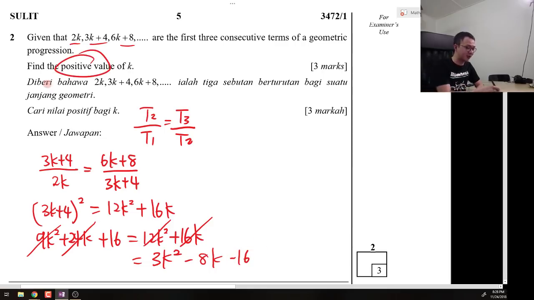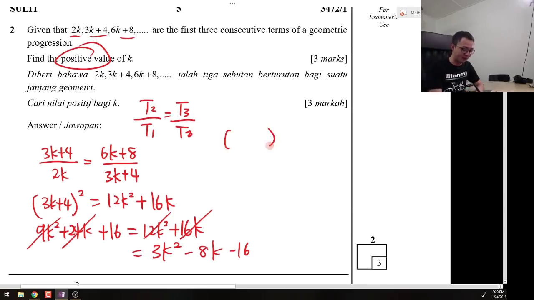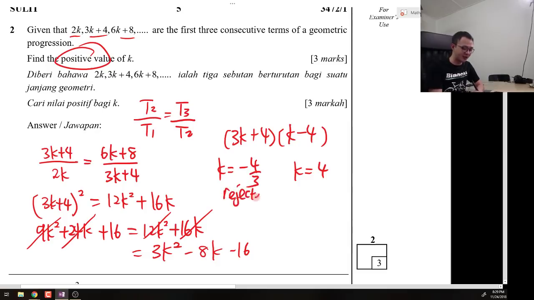Since they want the positive value only, I will solve this one and get a positive value. Then I factorize it. Should be 3k and k, and 4 and 4. Negative, positive. So therefore, k equals 4 and k equals negative 4 over 3. This is a negative value, right? So this value is rejected. Your only value is k equals 4. Right, so far so good, right?